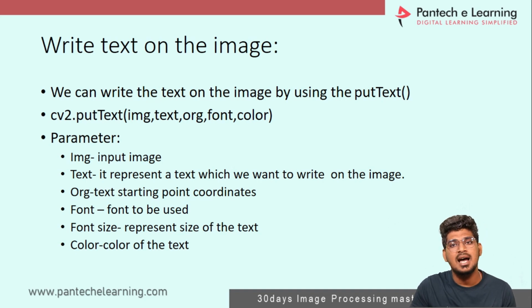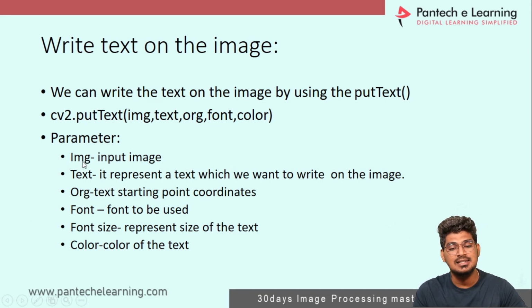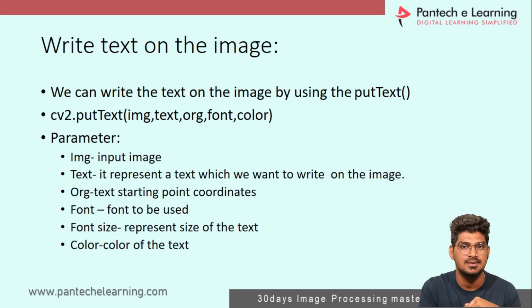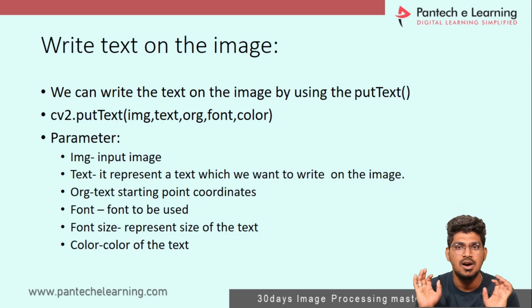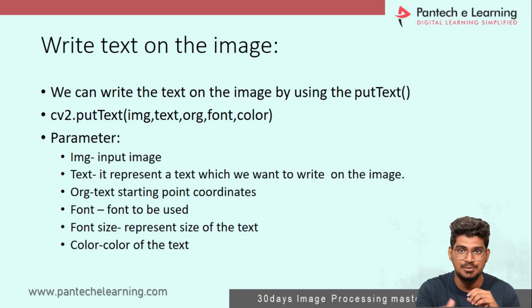We can write the text on the image by using cv2.putText. What are all the parameters here? The image is needed and the text is needed, then the origin, then the font and the color. First of all, this is the input image, and the text is what you want to mention on that particular image, maybe Philip edit, or OpenCV. Then the origin: where should the text start? We have to mention the point coordinates. Then which font you want to use, the font size, and finally the color.